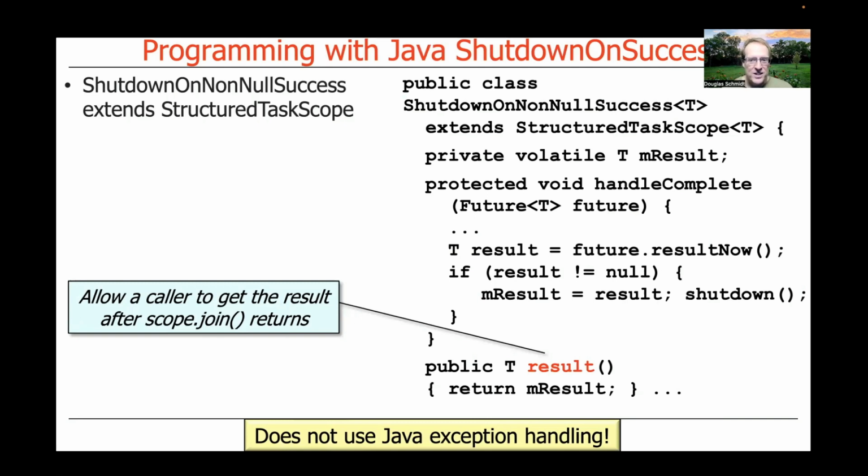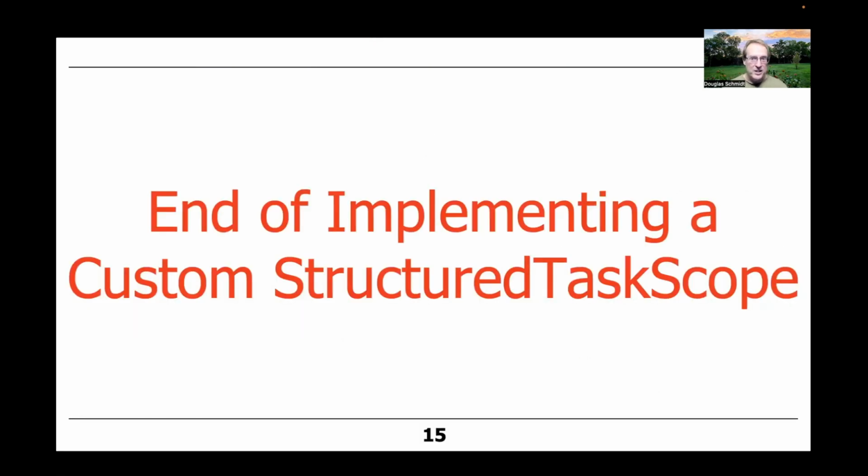So this solution does not use Java exception handling, and that's the key thing to note here, is that we have a similar semantic to ShutdownOnSuccess, but we don't use exception handling, and maybe it's a little bit faster, maybe it's a little cleaner. You don't have to try-catch stuff. You don't have to throw exceptions. So I wanted to give you this as an example, and what we'll do next is we'll take a look at how to implement something using this technique.